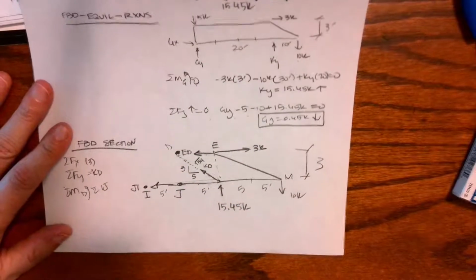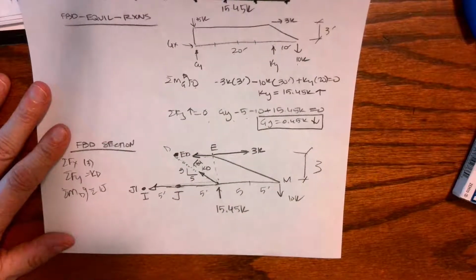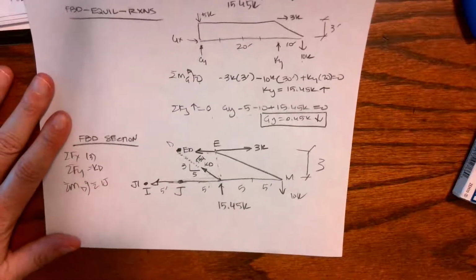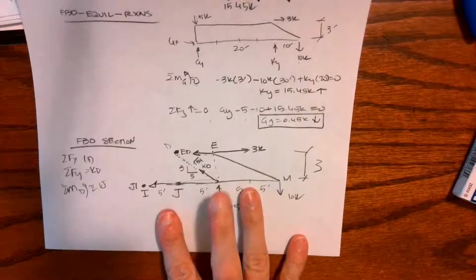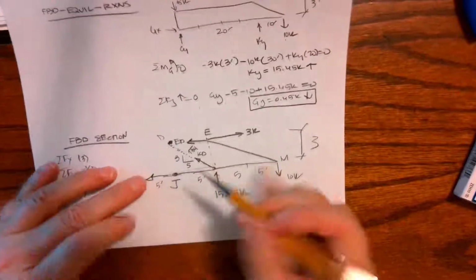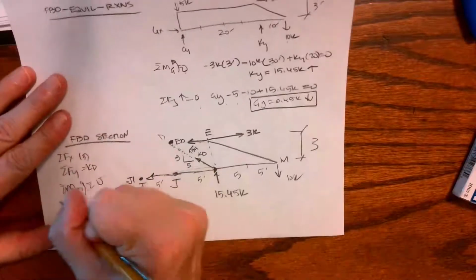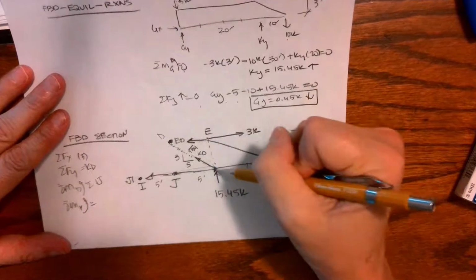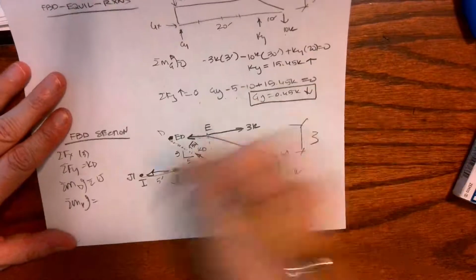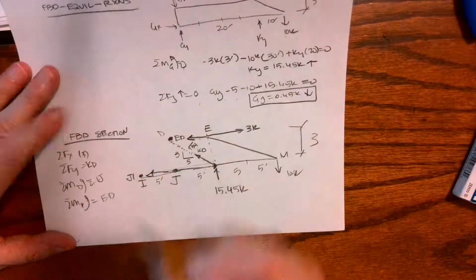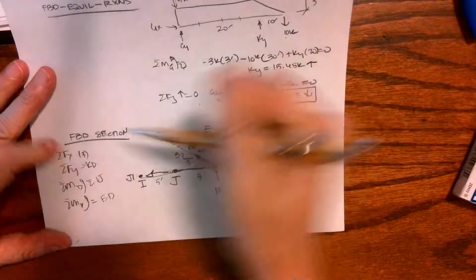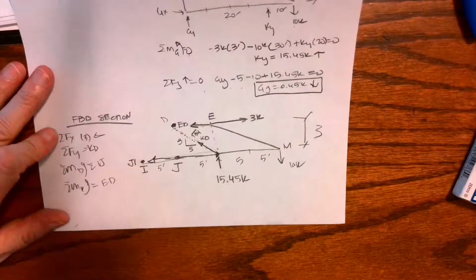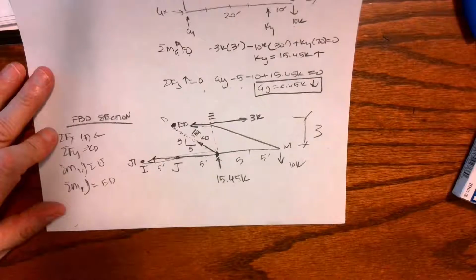Okay? I could sum moments about, where else could I sum moments about? I could sum moments about this point right here, about K. If I sum moments about K, I get rid of KD, and I get rid of IJ, and I could solve for ED. When I get any number of these, I could go back and use summing forces X to make sure equilibrium holds true.